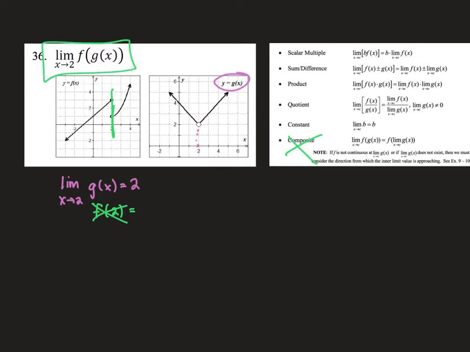So my little workaround is to see how I'm approaching this y value of 2 on g of x. And I am approaching that y value of 2 from above 2. I'm approaching it from numbers greater than 2. So that means when I come over to the graph of f, I'm going to approach my value of 2 from numbers greater than 2, which is from the right side. And I can see that that value is 1. So I'm actually able to evaluate this limit, not using the composite rule, but just using one-sided limits, and I see that the value is going to be 1.